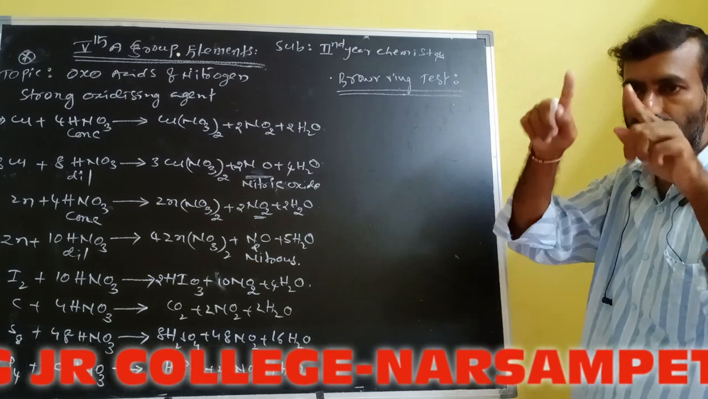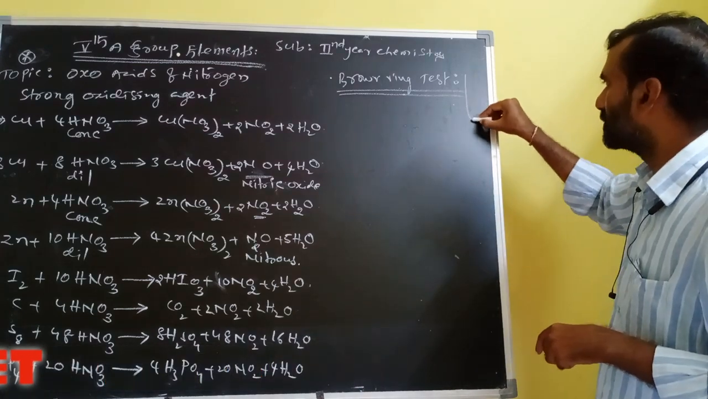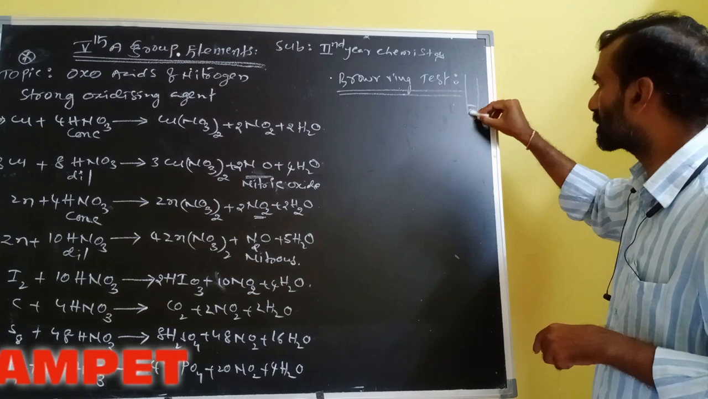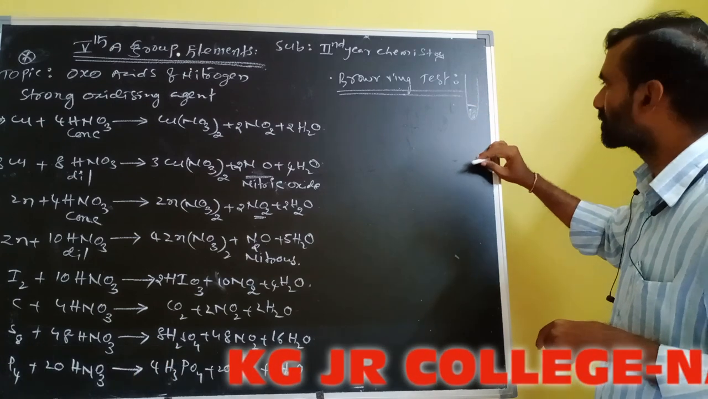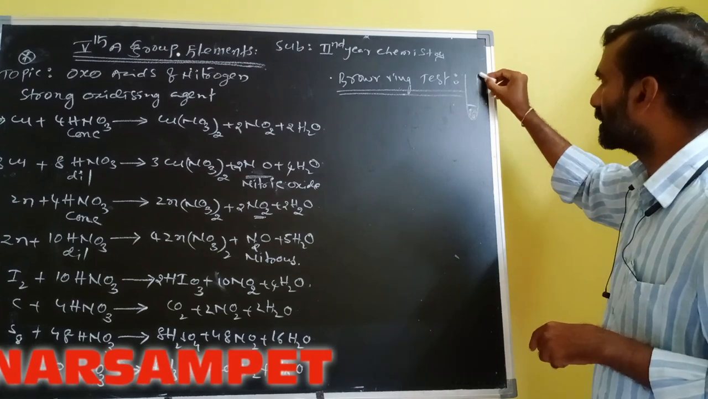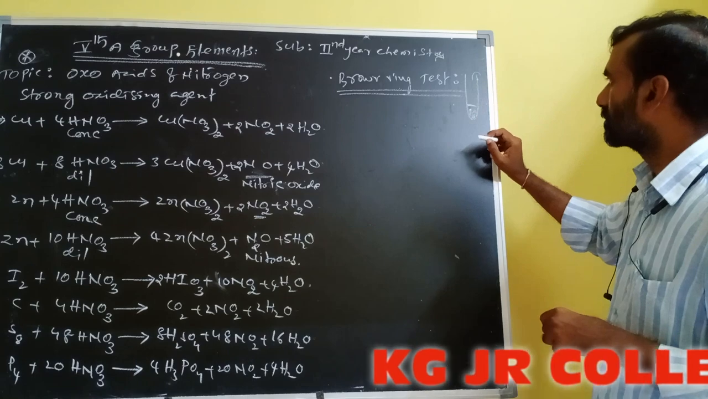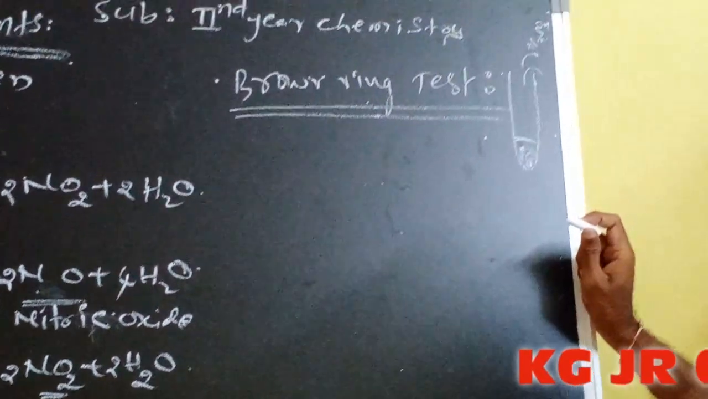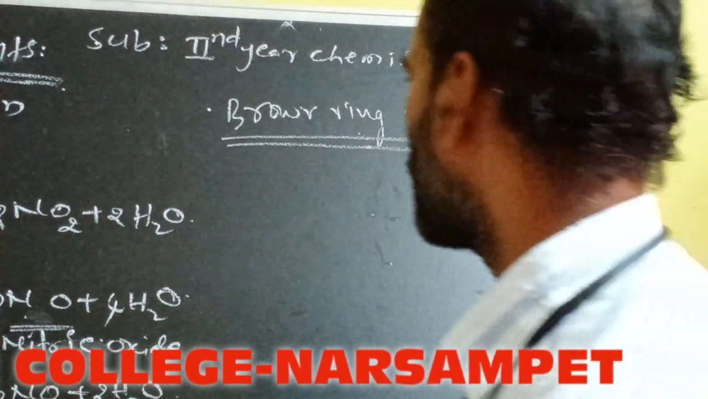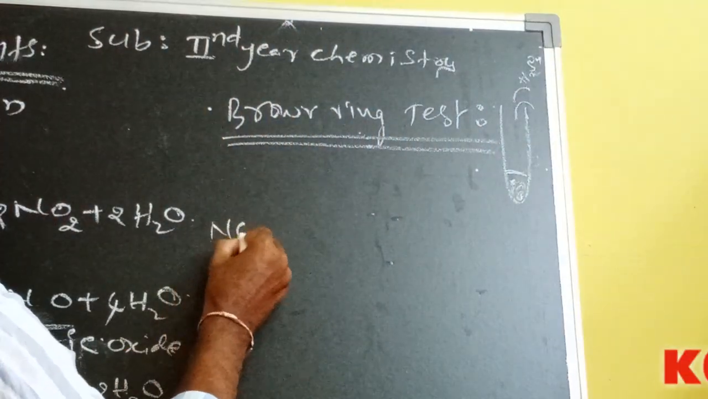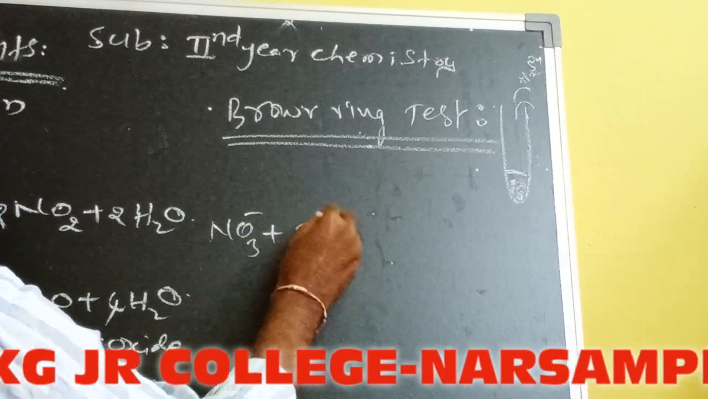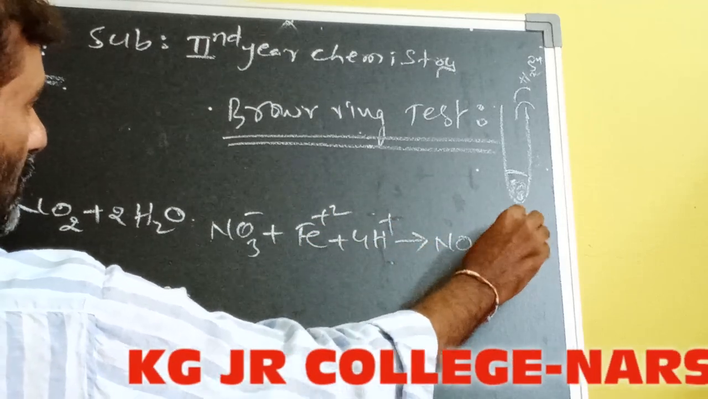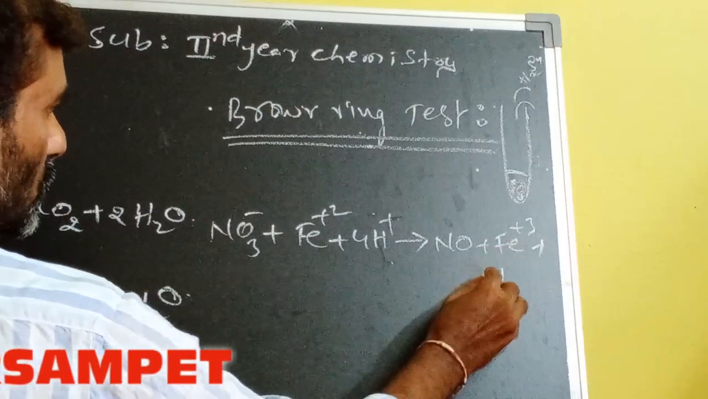The brown ring is formed in between two layers. Here, if you take a test tube, the first solution is freshly prepared ferrous sulfate solution. Next, the solution containing nitrate NO3 minus, and addition of concentrated H2SO4 to the solution. The brown ring is formed in between the two layers. Here the reaction, first one, NO3 minus plus Fe2+ plus 4H+ gives rise to NO plus Fe3+ plus 2 moles of H2O.